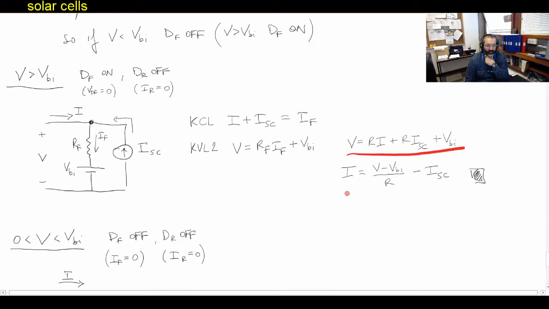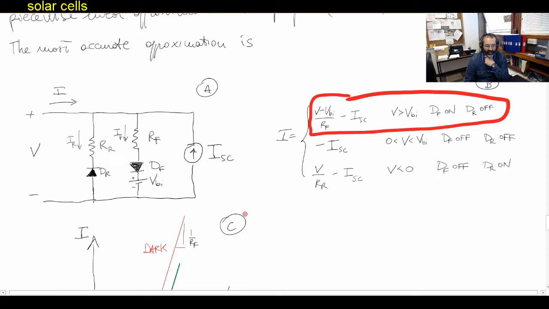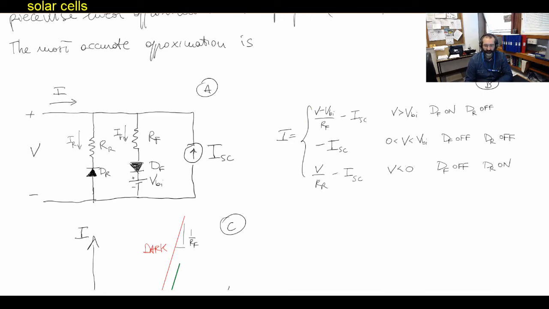And so we can now invert this formula to find I as a function of V. And so I must be equal to V minus VBI over R minus ISC, which is exactly this part. So we've just demonstrated that the first part of these analytical formulas is correct. And so we go on now.